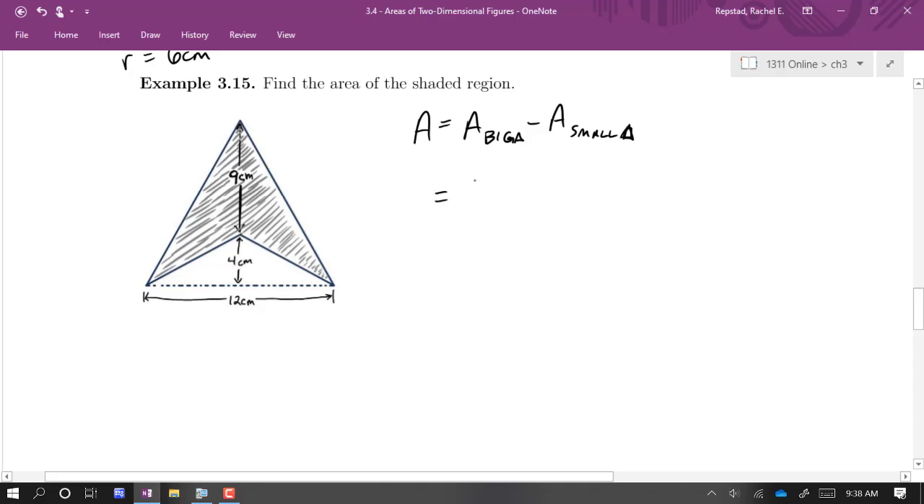Both of these are triangles, so I'm going to use 1/2 base height for both. But of course note that they have different heights. They in fact have the same base, right? They both have a base of 12 centimeters. But they do have different heights. So maybe I'll call that the height of the big one and the height of the small one, just so that they don't look like terms and we don't call it 0.